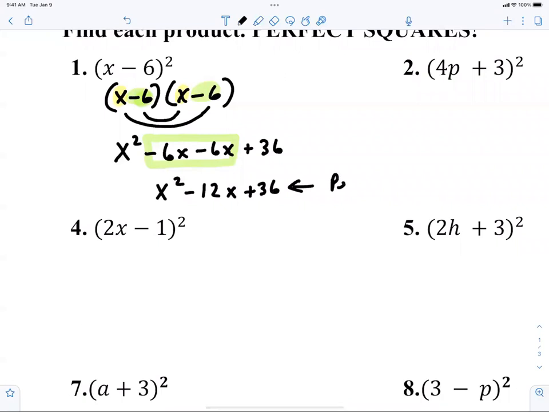This right here is called a perfect square. The reason it's called a perfect square is because two things, exact same things, multiplied together give you that answer. And what is that? What two things multiplied together give me this? X minus 6, exactly. X minus 6 squared is x squared minus 12x plus 36.